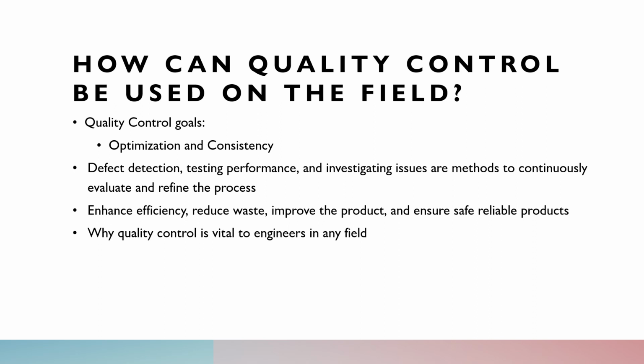In an assembly line process, for example, statistics could be used to continuously evaluate and refine the process. By detecting defects, testing performance, and investigating these problems, engineers enhance efficiency, reduce waste, improve the product, and ensure safe, reliable products. As an engineer, specifically one in the field of quality, you want all parts and products to be made correctly the first time around.